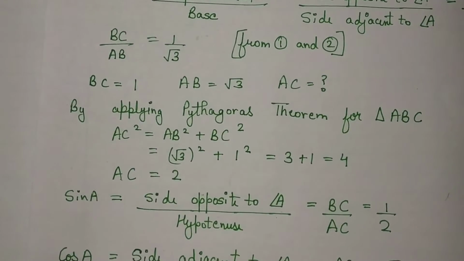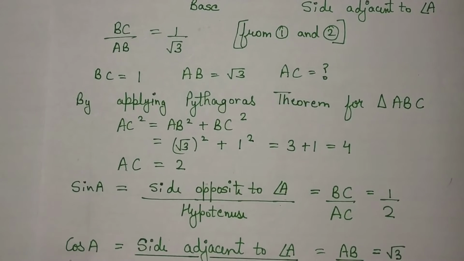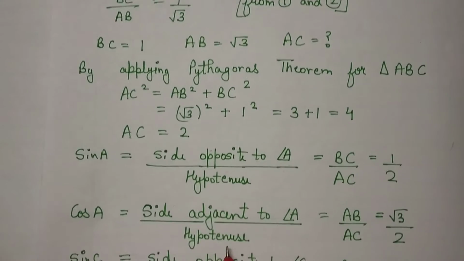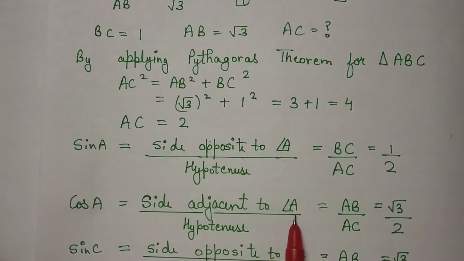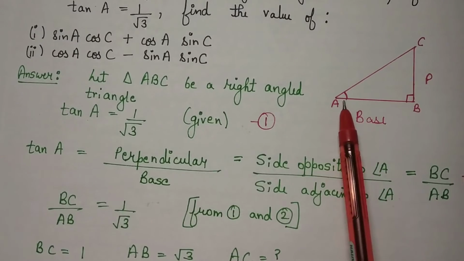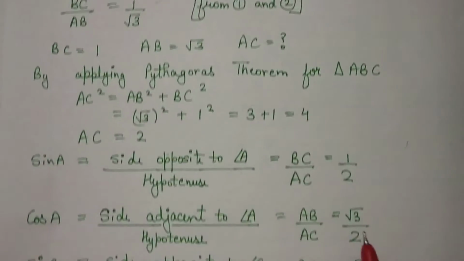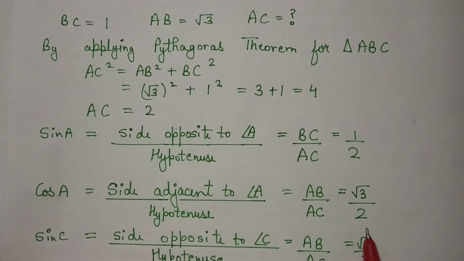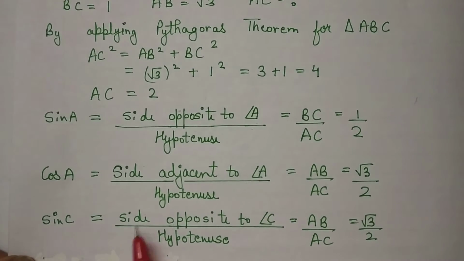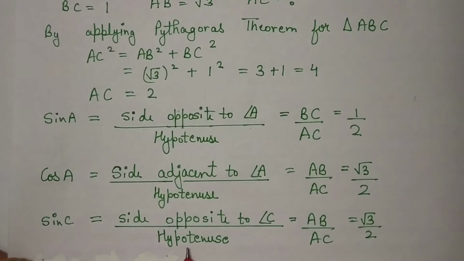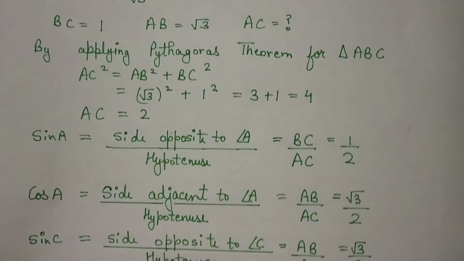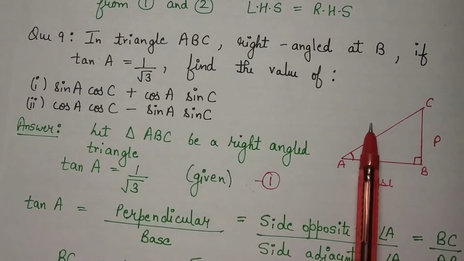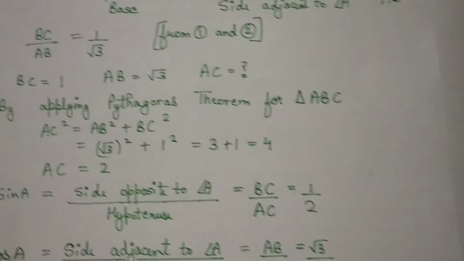Cos A is side adjacent to angle A by hypotenuse. For base we use adjacent and for perpendicular we use opposite, right? Now adjacent to angle A is what? AB, which is the base. AB by AC is root 3 by 2. Sin C is side opposite to angle C by hypotenuse. Opposite to angle C is what? This AB. So AB by AC. Hypotenuse is easy because it is always opposite to the right angle, AC. Put the values, you will get it.